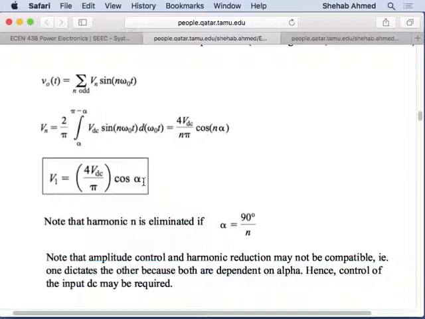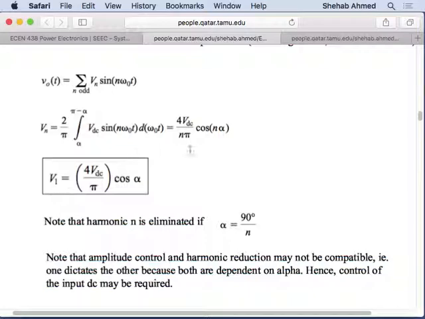Something 0.86, right? So I also affected my fundamental, because cosine alpha is also affecting my fundamental, right? That's something I have to live with for this type of switching waveform. So I was able to eliminate the third, but did I eliminate the fifth?